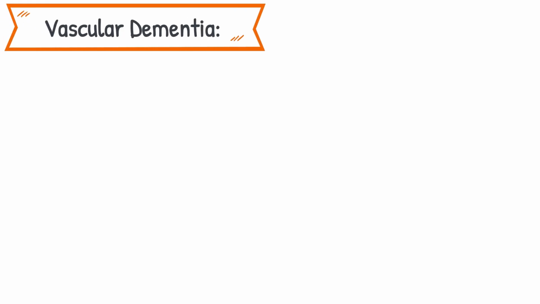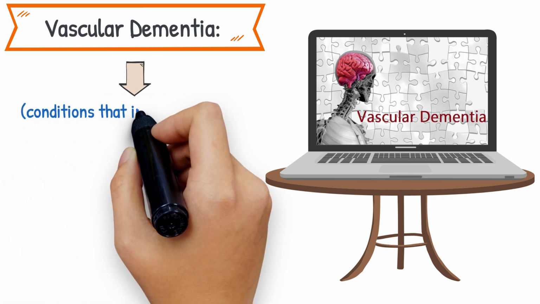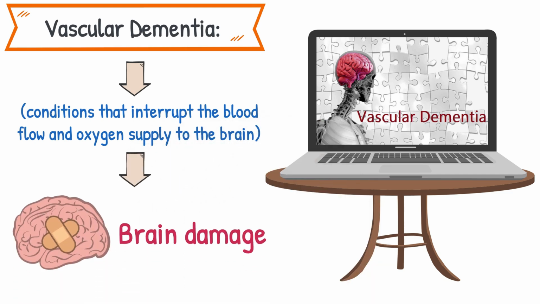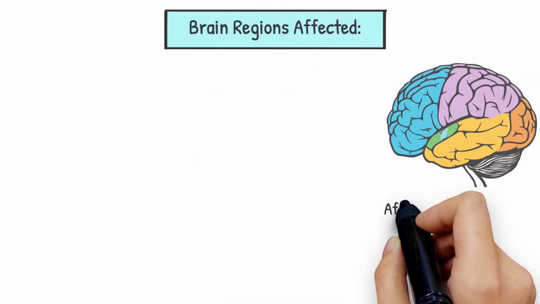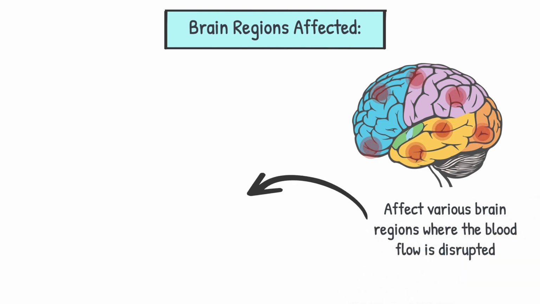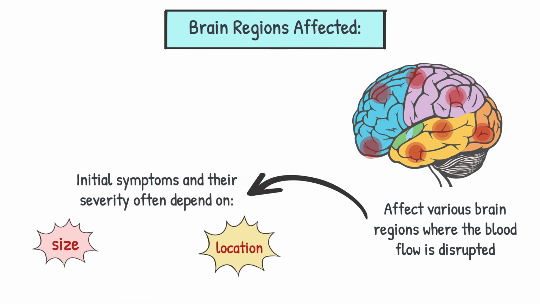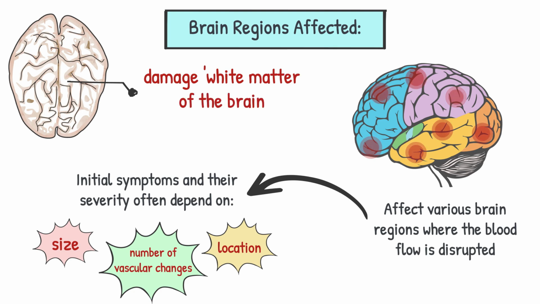Vascular dementia. Next, let's explore vascular dementia, which occurs due to conditions that interrupt the blood flow and oxygen supply to the brain, leading to brain damage. Brain regions affected. Vascular dementia can affect various brain regions, depending on where the blood flow is disrupted. Initial symptoms and their severity often depend on the size, location, and number of vascular changes. Commonly, it involves damage to white matter, the brain's connecting wires critical for relaying messages between regions.